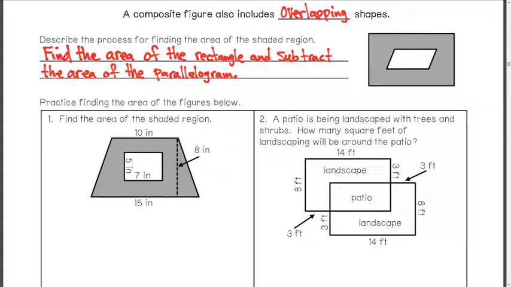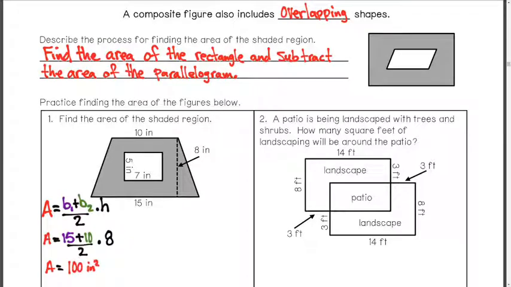Alright, so you've tried number 1 and number 2, hopefully on your own. For number 1, we have a trapezoid and a rectangle. So I'm going to use the area formula of a trapezoid: base 1 plus base 2 divided by 2 times height. The bases here are 15 and 10, and the height is 8. So I'd say 15 plus 10 divided by 2 times 8, and that would give me a grand total of 100 inches squared.